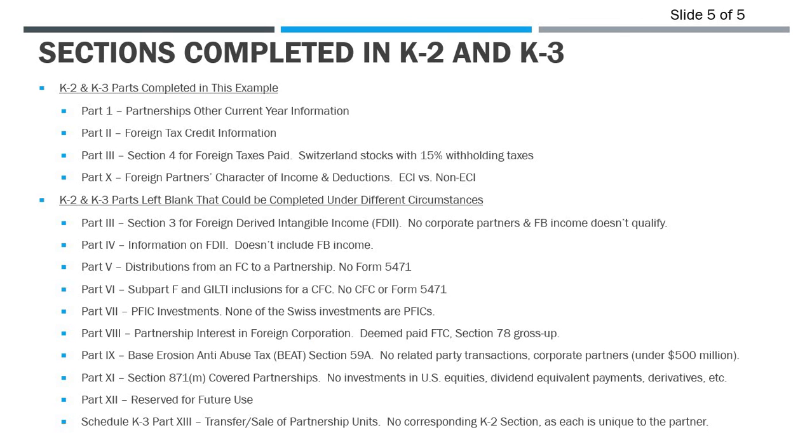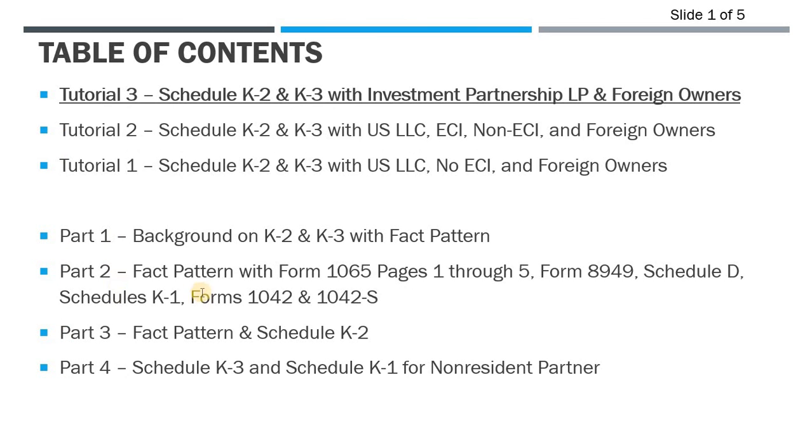Now let's start jumping on to the second video where we'll revisit the fact pattern a bit and then look at how all the numbers end up on the 1065, pages 1 through 5, and the relevant 8949, Schedule D, and then we'll touch on the 1042s as well. All right.